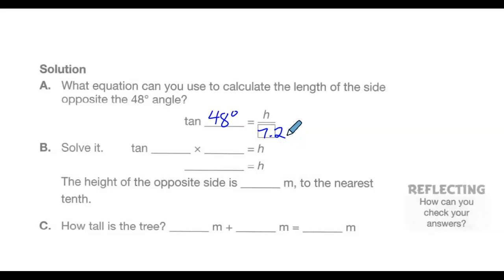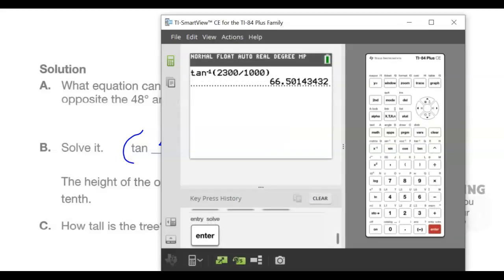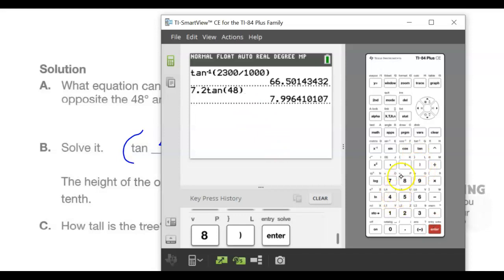So in this case, we're solving for h. So we have to take this 7.2 and multiply by tan of 48. They've put the tan first, so we'll do that. I like to put the 7.2 first, so then you don't have to worry about the brackets. But in any case, it will give you the same answer. So if I put 7.2 tan of 48, that's the value. Now if you go tan of 48, you just have to make sure that you close the brackets on that and then multiply by 7.2. Okay, you get the same thing.